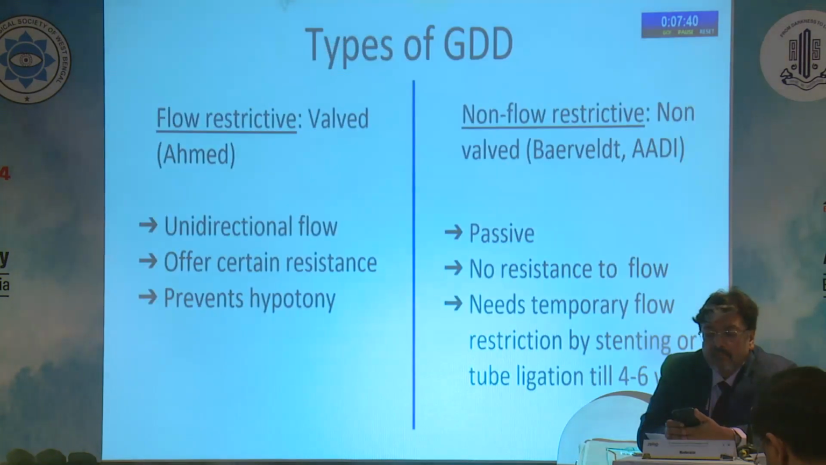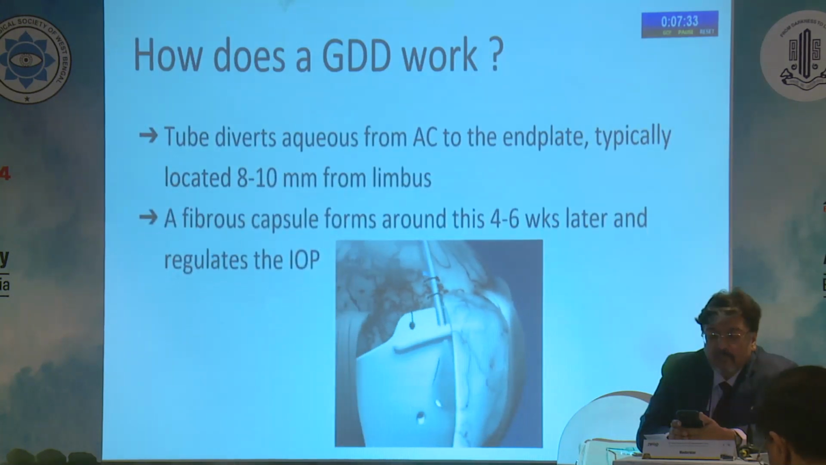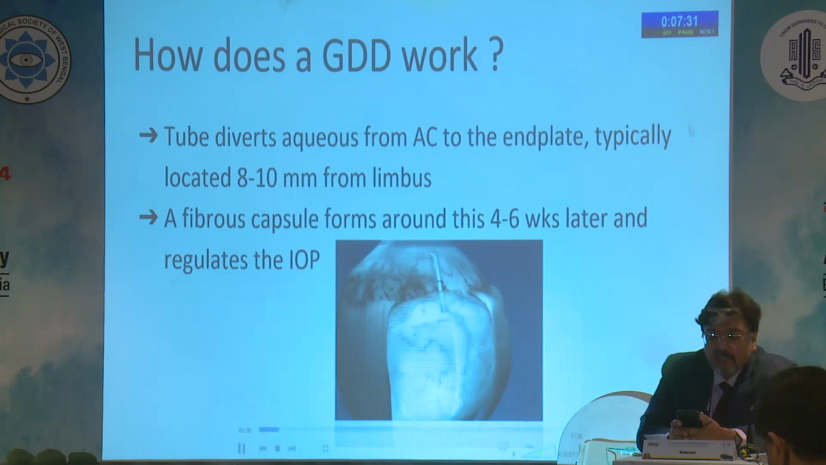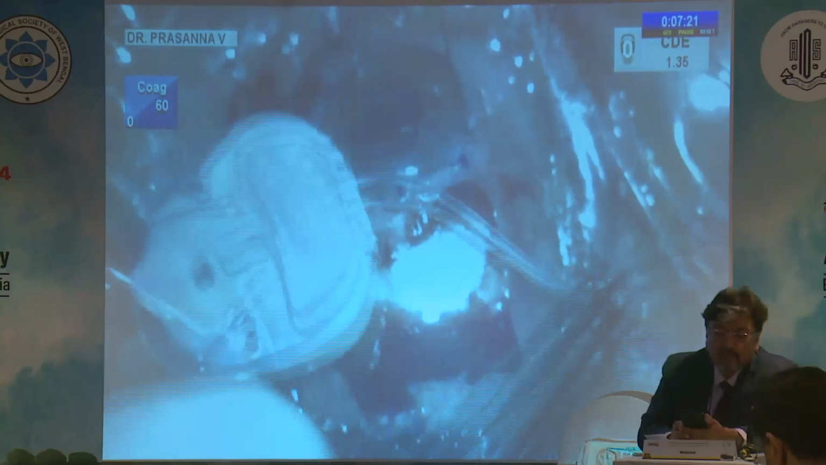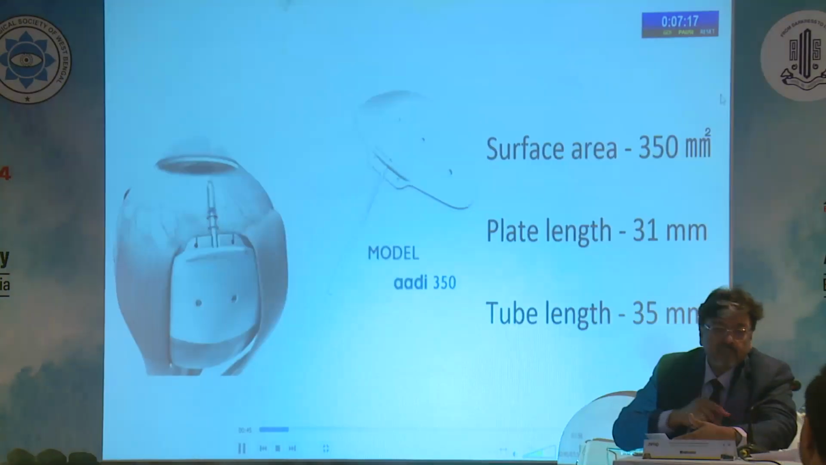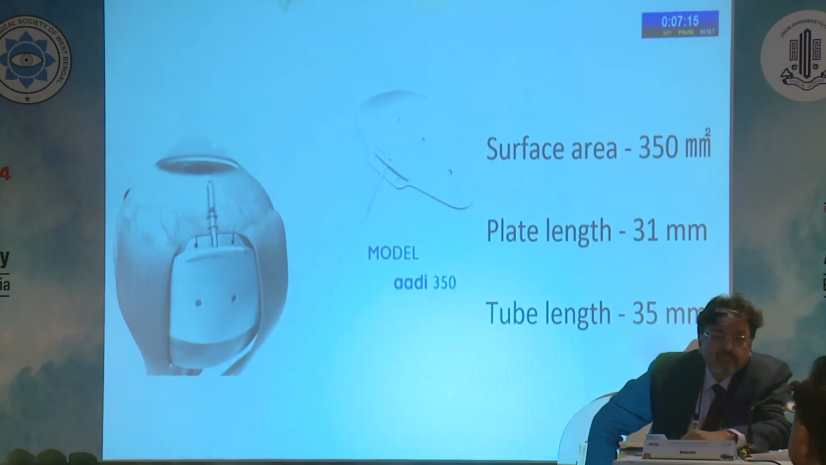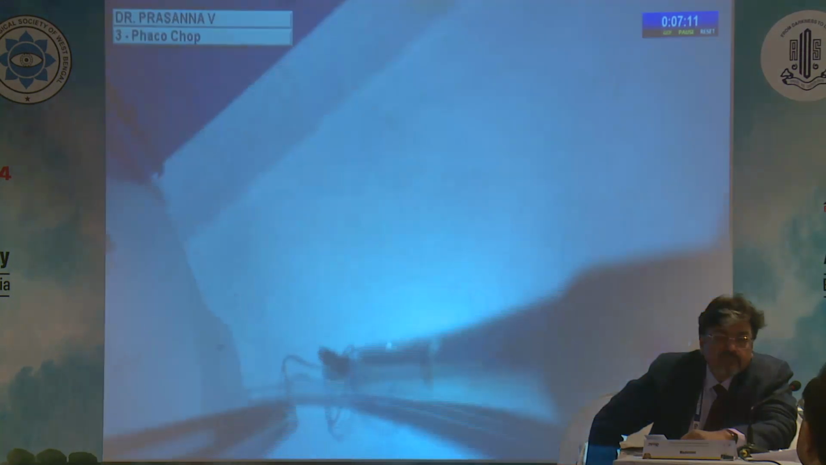There are two main types of GDDs, valved and non-valved. GDD diverts aqueous to the equatorial reservoir unlike a limbal bleb with trab. Ahmed FP7 is the most common valved GDD used. The valve here is not a true valve but a flow restrictor guarding against hypotony. Priming is an important step to open the leaflets of the Ahmed valve. In India, RD is the most common non-valved GDD. This needs temporary flow restriction till the capsule matures.